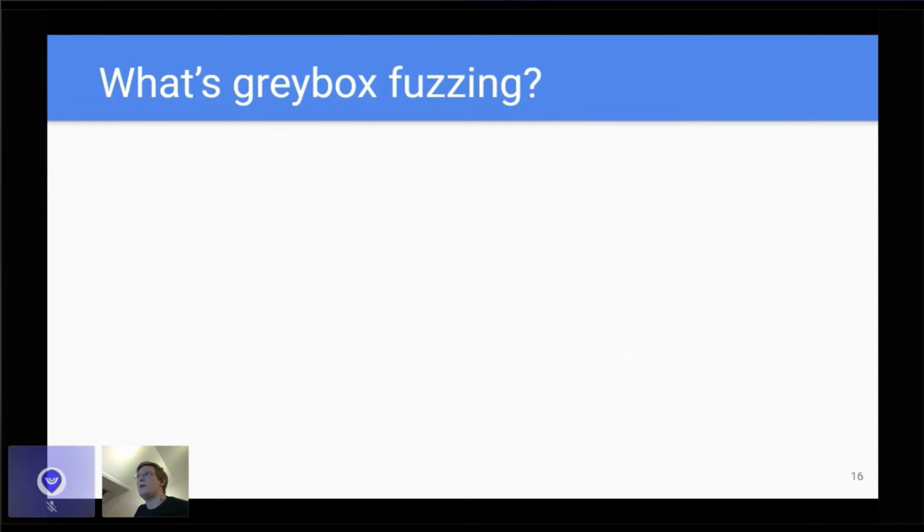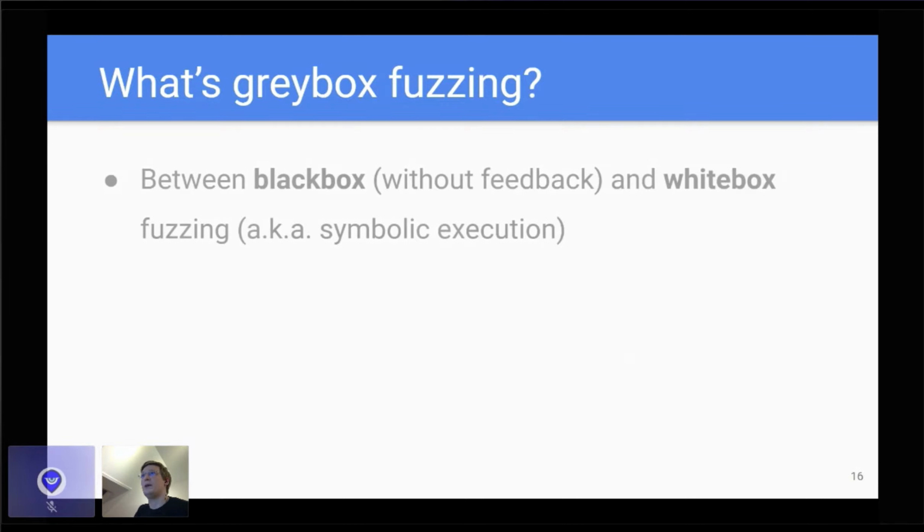So first, what is Greybox fuzzing? I mentioned this earlier. So for fuzzing, there's typically two extremes. There's black box and white box fuzzing. Black box is fuzzing that doesn't use any sort of feedback. It just generates inputs randomly and tries to find bugs this way. On the other end, there's white box fuzzing, which is also known as symbolic execution, which actually uses a constraint solver to generate new test cases that follow a certain path through your program or through your contract.